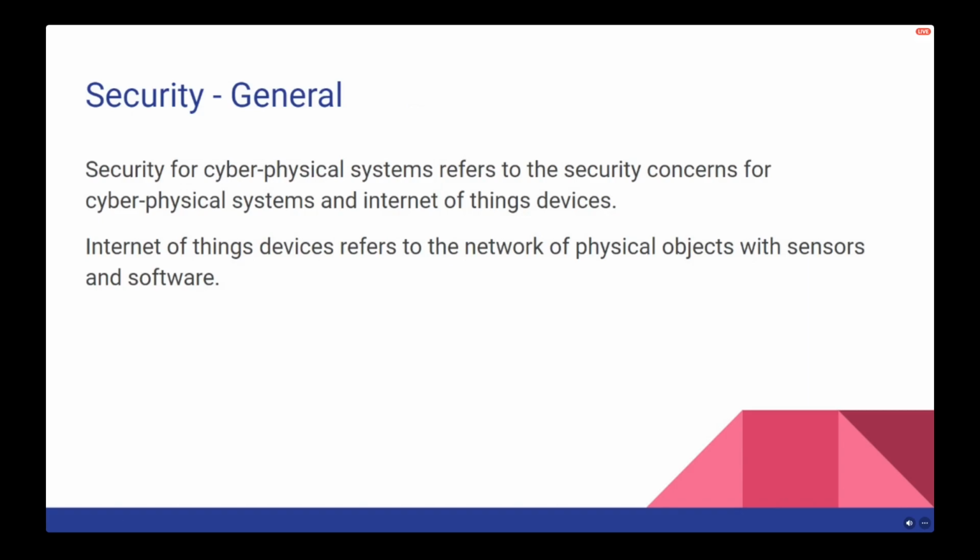Security for cyber-physical systems refers to the security concerns for cyber-physical systems and Internet of Things devices, which both play a significant role in infrastructure, government, and our everyday lives. The Internet of Things describes the network of physical objects that are embedded with sensors, software, and other technologies for the purpose of connecting and exchanging data with other devices and systems over the Internet. Internet of Things devices include the forward collision prevention capability of a car and a medical device's ability to adapt to circumstances in real time.